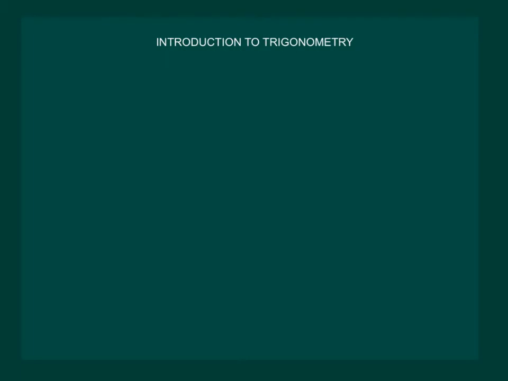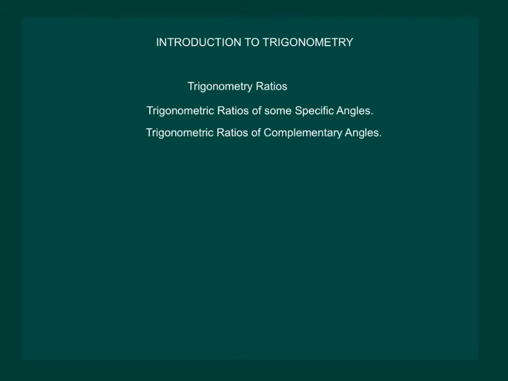Introduction to Trigonometry. We will start with trigonometric ratios. We shall proceed to trigonometric ratios of some specific angles. We shall elaborate on trigonometric ratios of complementary angles. And finally, in this chapter, we shall derive the trigonometric identities.